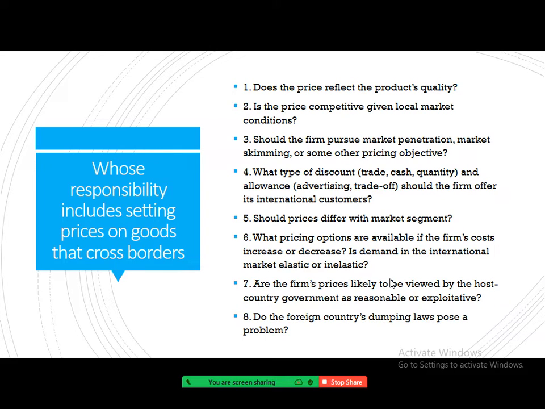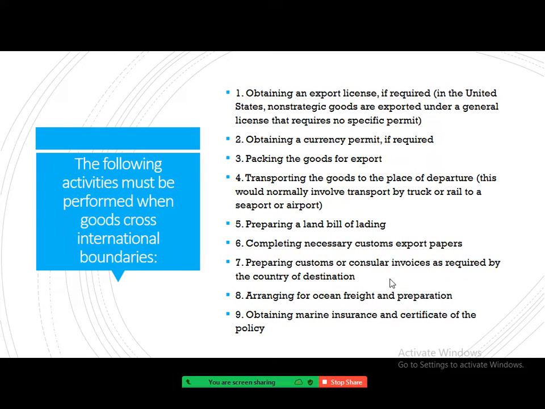Every commercial transaction is based on a contract of sale, and the trade terms in the contract specify the exact point at which the ownership of merchandise is transferred from the seller to the buyer, and which party in the transaction pays which costs. Now, here are some listed activities. These nine activities must be performed when goods cross international boundaries.